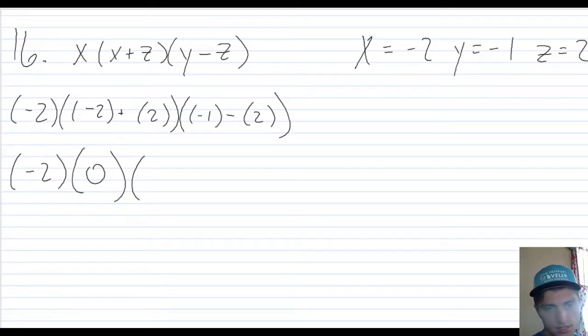And then you might be able to tell what the answer to this problem is already, since everything's being multiplied, but we'll keep going. And then over here we have -1 minus 2. -1 minus 2 gives us -3. And we'll do -2. That just leaves us with -2 times 0 times -3. Well, it doesn't matter. As long as 0 is being multiplied, the whole thing is going to equal 0.